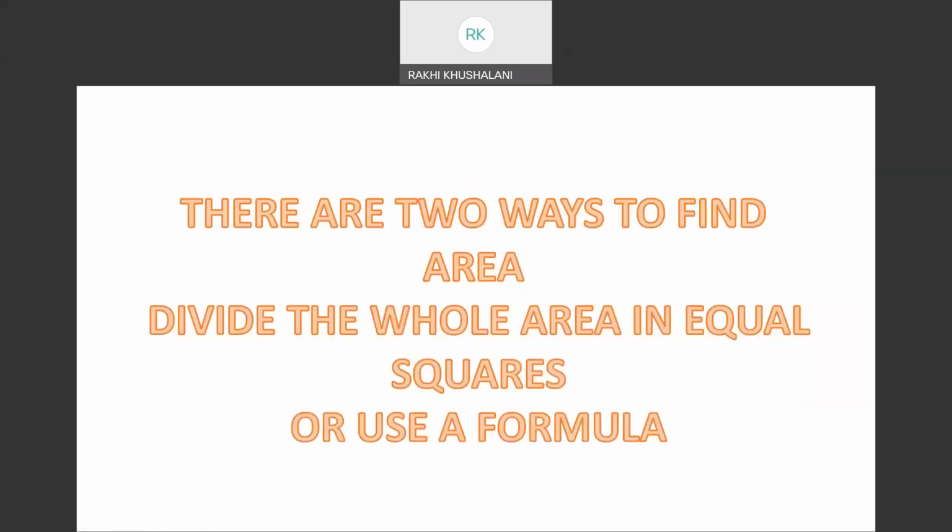Now there are two ways to find out the area. Divide the whole area in equal squares or use a formula. So this is just an introduction, and we are going to do a more detailed study in the next videos and live sessions.